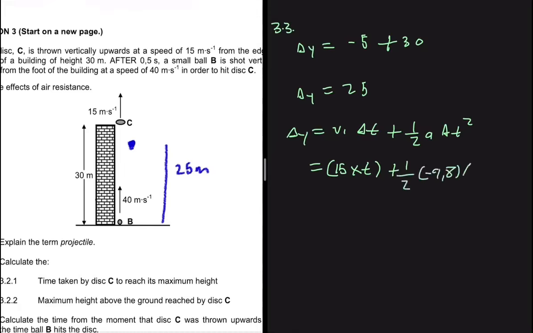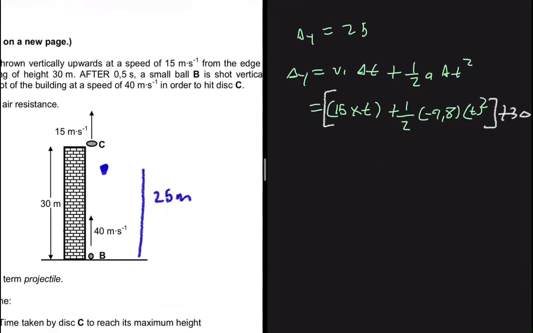And then multiplied by the time squared. So we have the displacement of disk C, right? Now we have to say plus 30, so that we can avoid that issue I was presenting there. And then we're going to have plus 30. If we simplify this even further, we're going to have 15t minus 4.9 t squared plus 30, right? And then we can call this equation 1. That's for disk C. Now let's go to ball B.